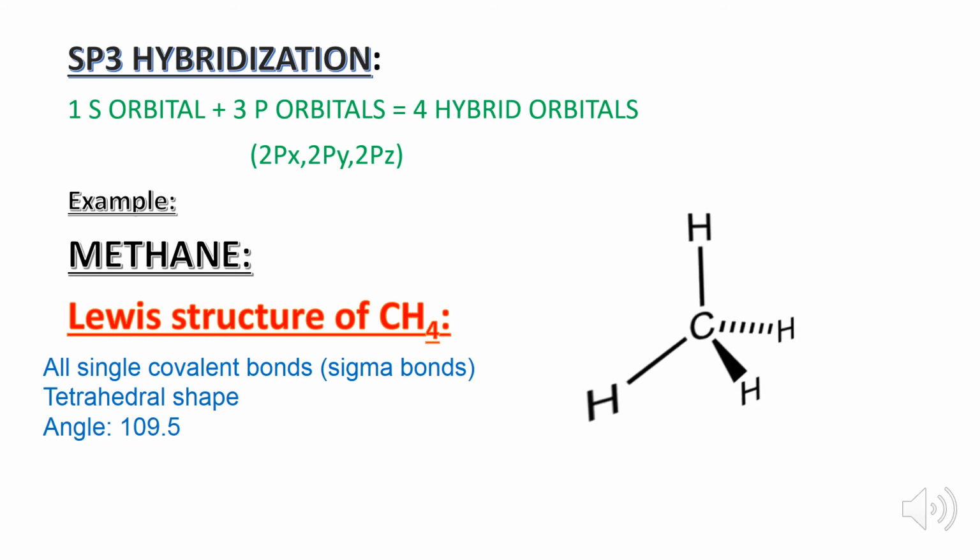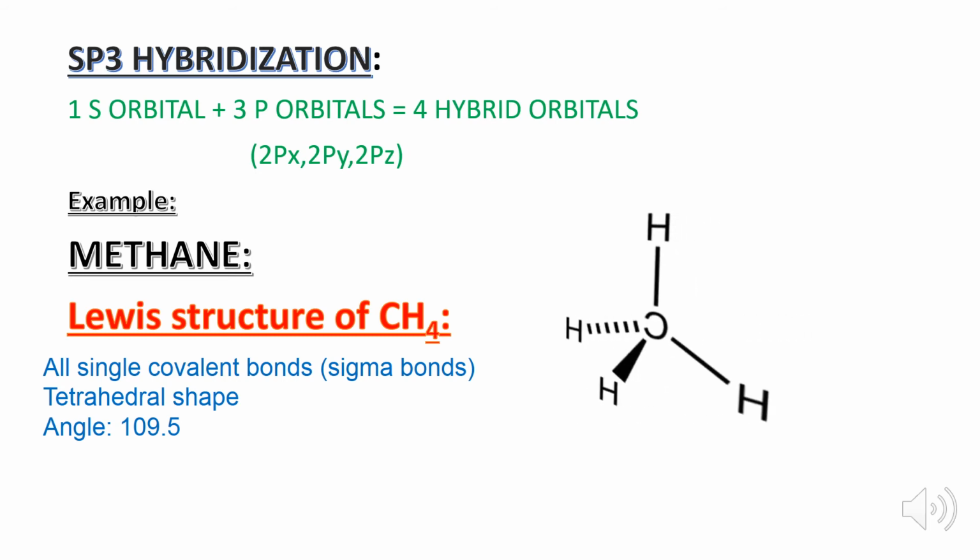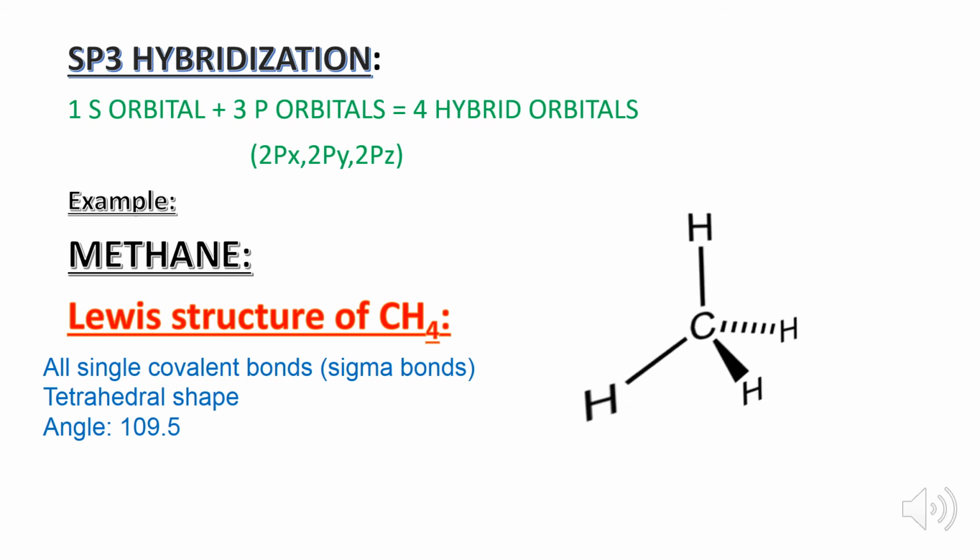Now let us discuss the types of hybridization in detail. First, sp3 hybridization. As the name indicates, sp3 means one s and three p orbitals are involved in hybridization, and as a result we get 4 hybrid orbitals. For example, methane. Look at the Lewis structure of methane.